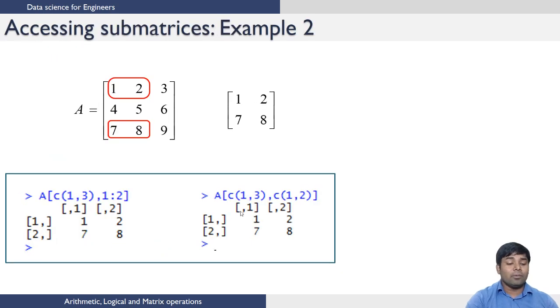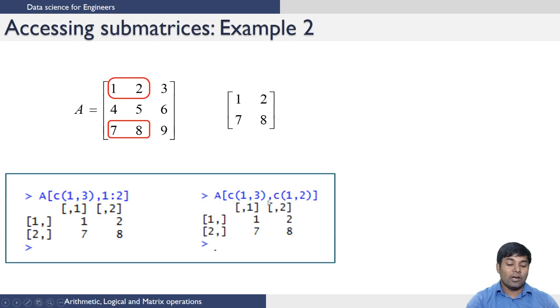So this is another example of accessing submatrices. If I want to access this 1, 2 and 7, 8 and have it as a submatrix separately, how do I do this? I want to access rows 1 and 3, and what are the columns I need to access? In the columns 1 and 2. So I have to say, in the columns 1 and 2, access the elements which are in the row 1 and row 3. So that brings me the matrix. You can use the concatenation operator also for both the arguments, like shown here.